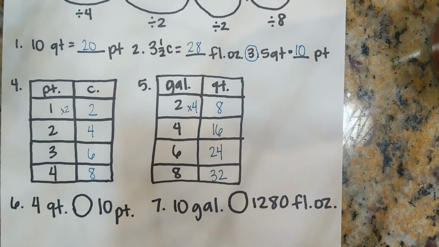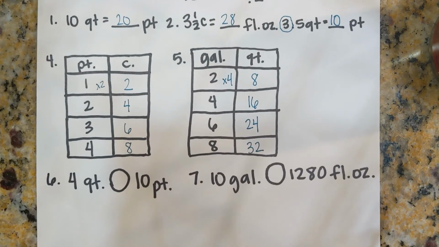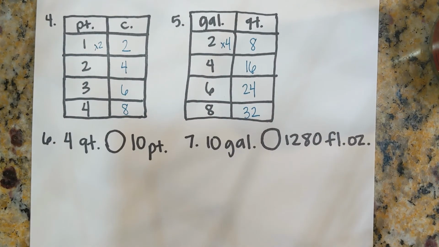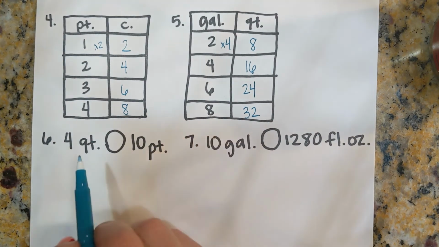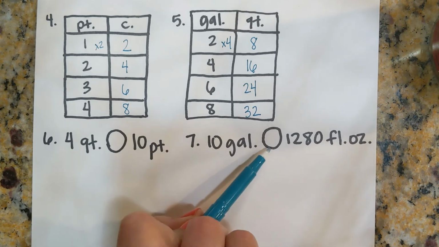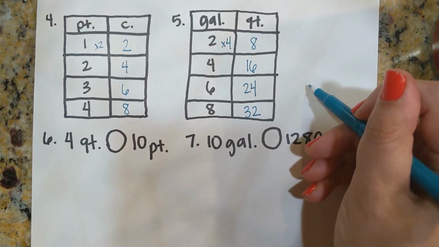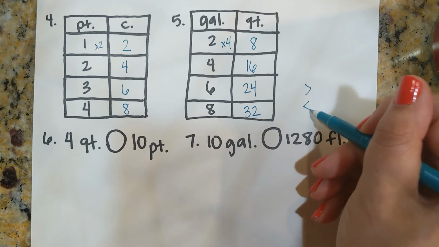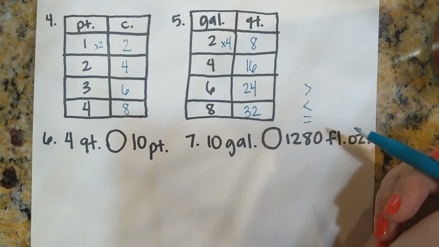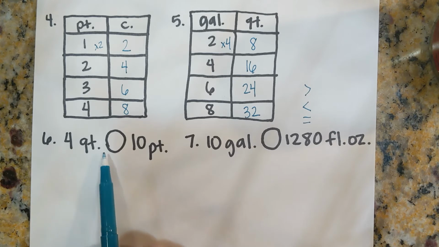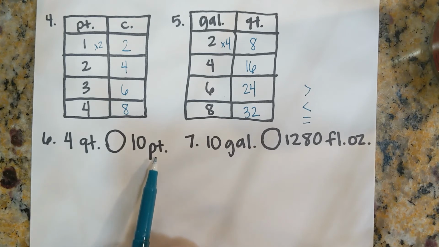We've got 2 more, but they're a little bit trickier, so hang in tight with me. On these two, we're going to fill in that circle. You probably recognize that. We're going to do our greater than, less than, or equal to symbol, right? If I have 4 quarts, is that greater than, less than, or equal to 10 pints?